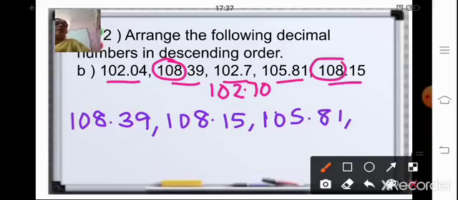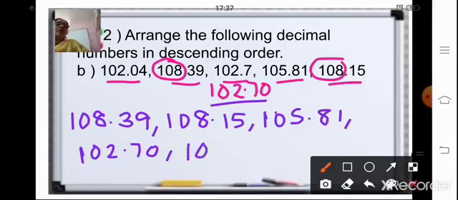Now two numbers with the integral part as 102, 102.04 and 102.7. So we will take the greater number, that is, we changed it into like decimal, that is 102.70. The number in the tenth place is 7. Here the number in the tenth place is 0. So the last number is 102.04. So this is how we have arranged the decimal numbers in descending order, that is from greater decimal number to smaller decimal number.